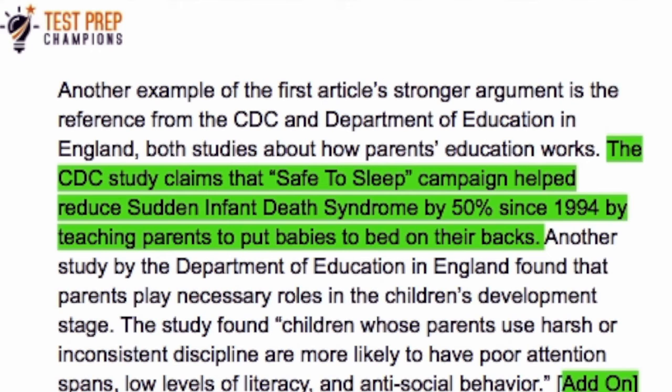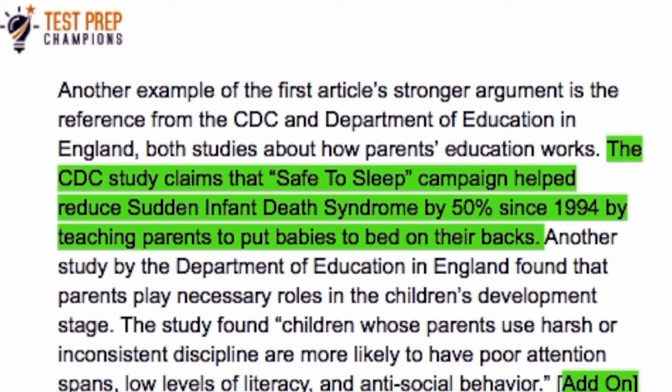Okay, so now if we go back here, I think this sentence here is a really good sentence, all right? I'm not saying it's perfect, but it says, "The CDC study claims that Safe to Sleep campaign helped reduce sudden infant death syndrome by 50% since 1994 by teaching parents to put babies to bed on their backs." So what I want you to see here is that this is an example of good facts and good evidence and strong evidence. So anything like these numbers, these statistics, stuff like this is really, really good, all right?